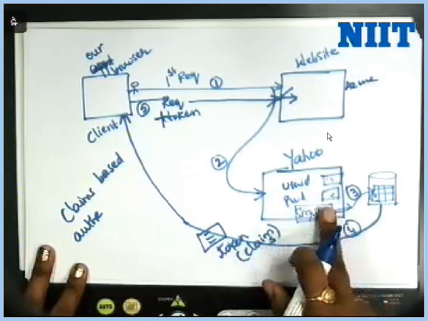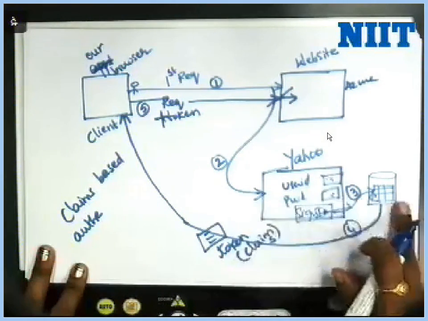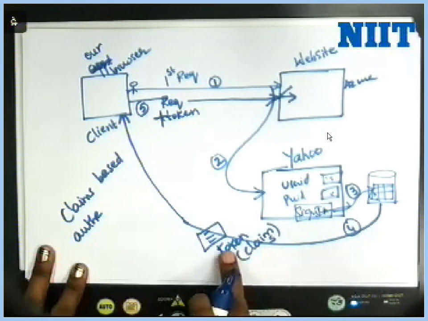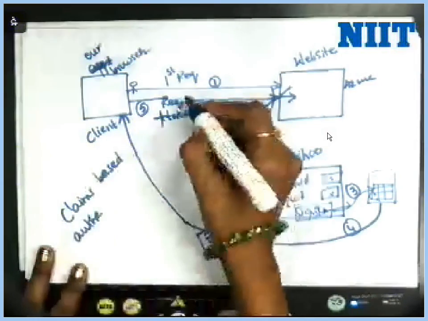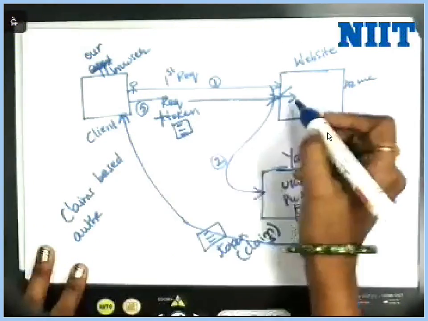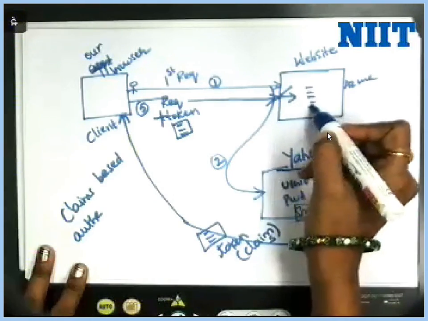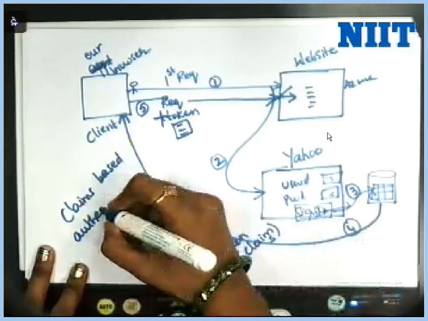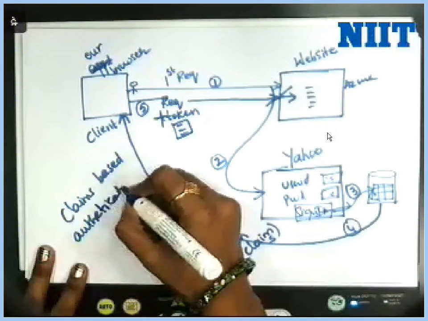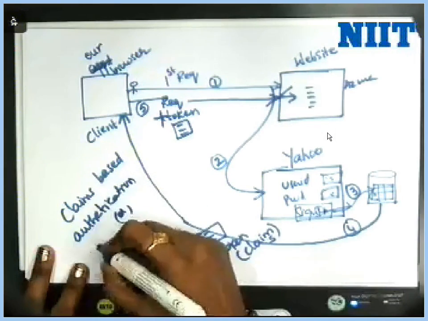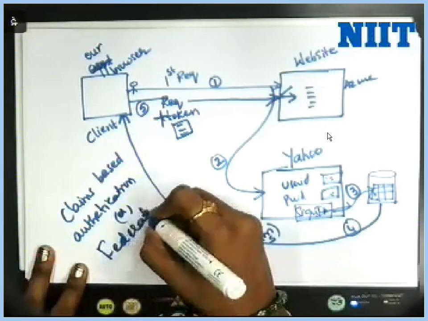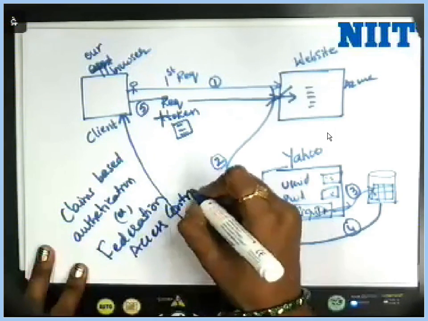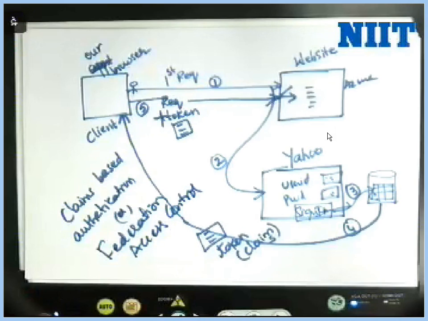If the user ID and password are correct, it should do the validation, and if it is okay, then a token with lots of claims should be created and passed. So the request goes along with the token so that it is accessible and you can browse the pages of the website. This is called client-based authentication. And another one is federation. This is federation authentication, access control, which we are seeing and which I am going to show you as a demo.